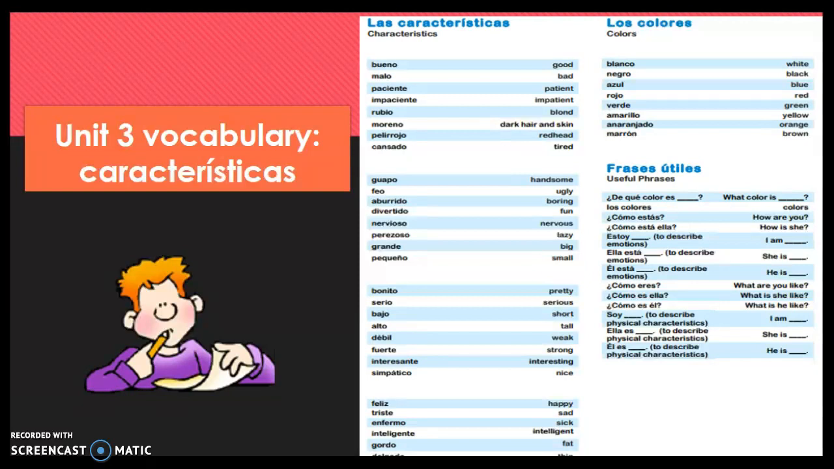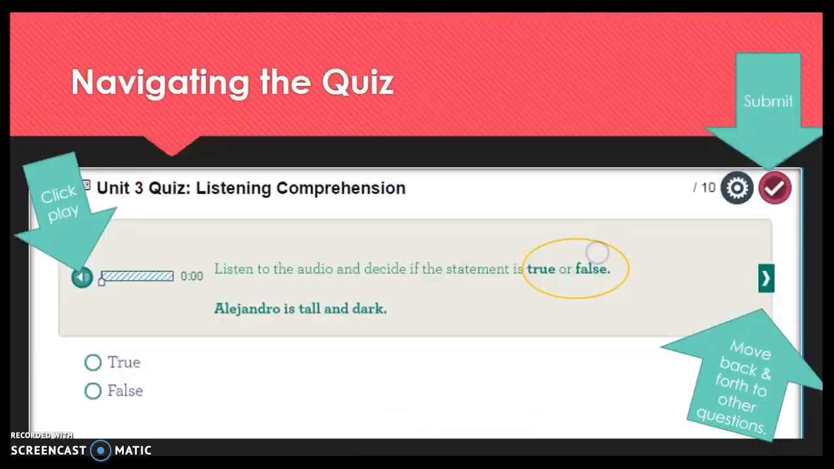Okay, so here's your vocabulary for Unit 3. You'll see that it was the adjectives, the characteristics, the colors, and then we had some phrases over there on the right for using these particular words. So definitely review that. Remember that on our list, we will see the masculine forms for the most part. Remember that we can make anything with the O turn to an A for the feminine form.